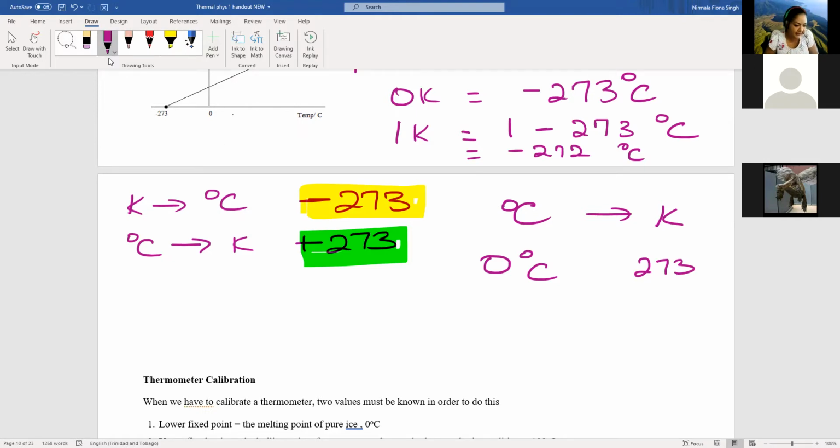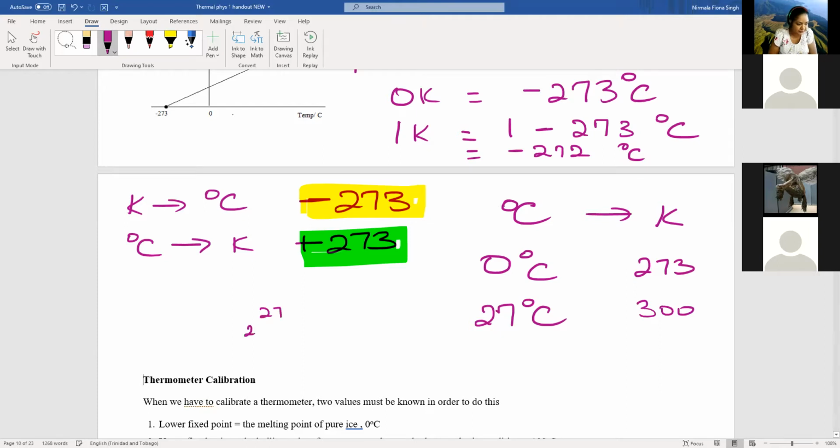So let's say if I had 27 degrees Celsius, what is my temperature going to be in Kelvin? You all can put it in the chat too if you're feeling shy, or your mic is not working. 300. Very good. 300 because 27 plus 273 is 300.